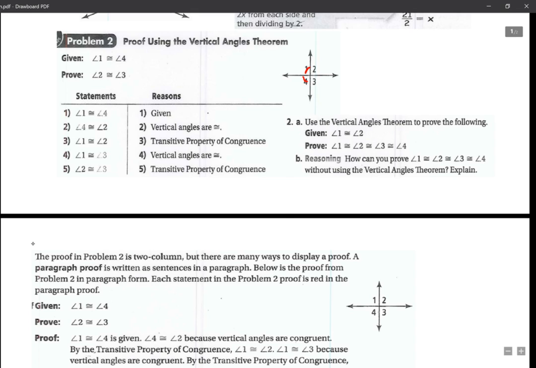Well, what can I do to do that? Let's erase what we have here so we can look at it. I have two lines intersecting. So I can take angle 1 and angle 3. I'm going to know that angle 1 is congruent to angle 3 because of my vertical angles theorem. Theorem is shortened to THM. That's fine. And I also know that angle 4 is congruent to angle 2 for the same reason.